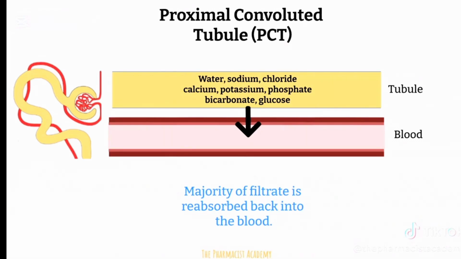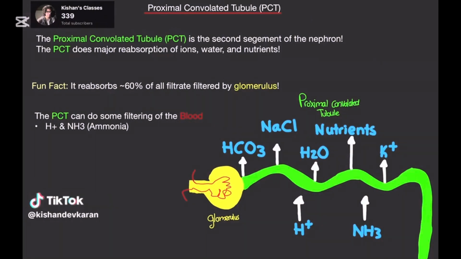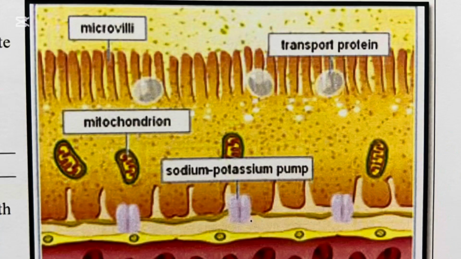So now what are the features that allow this major reabsorption? Let us move on with the features, that is, the structural adaptations that maximize the efficiency of this selective reabsorption process. If you look at the inner surface of the PCT cells, it is covered with microvilli and it gives the appearance of a brush border. So these microvilli significantly increase the surface area for absorption. That gives the maximum reabsorption in the PCT.